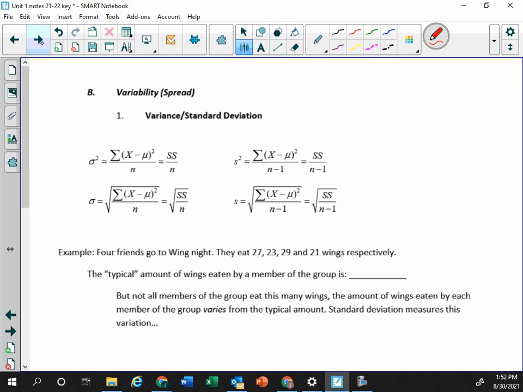Thank you. So there's a couple of ways we can look at that. We can talk about variance or standard deviation. Those two go together because remember standard deviation is just the square root of variance.